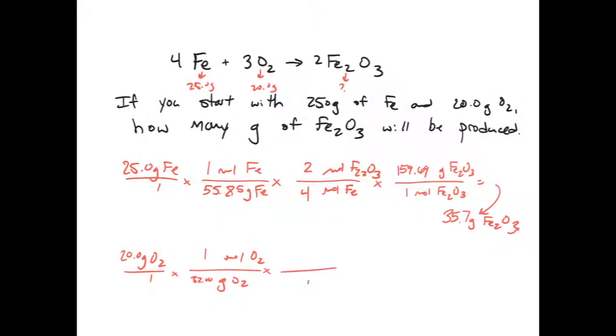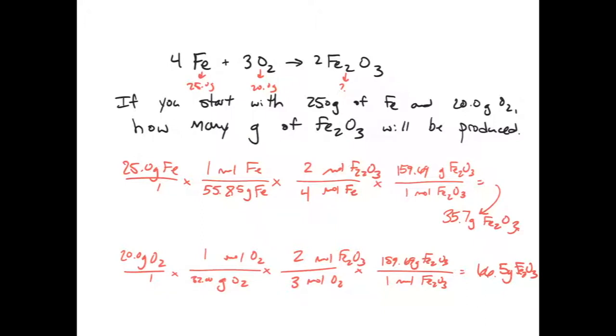Then I go from moles of O2 to moles of what I'm trying to find, Fe2O3. And again, there's a 2 in the top for Fe2O3, but this time there's a 3 on the bottom for the O2 because of the stoichiometric coefficient here. And I finish up with the same molar mass step. 1 mole of Fe2O3 is 159.69 grams of Fe2O3. And then I punch that into my calculator and I get 66.5 grams of Fe2O3.